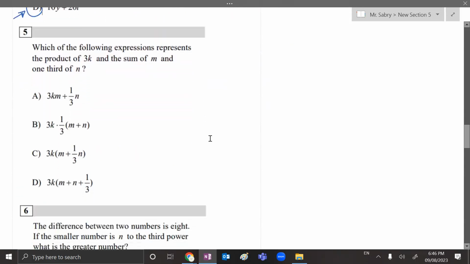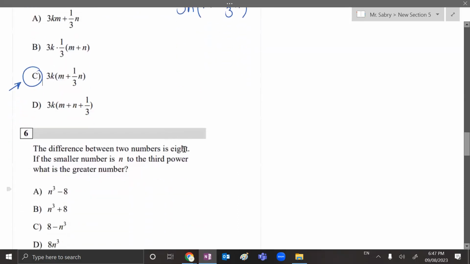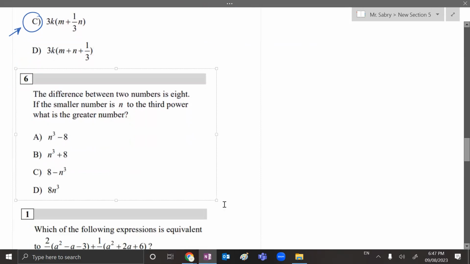Number 5. Which of the following expressions represents the product of 3k times the sum of m and something? I put a bracket because the 3k is not just multiplied by m, it's multiplied by the entire sum of two things. So I put a bracket and write the sum of m and 1/3 n, meaning 1 over 3 n. So 3k multiplied by m plus 1 over 3 n, and that will give me C as the correct choice. We're clear so far? Yeah. We'll keep building up to this.